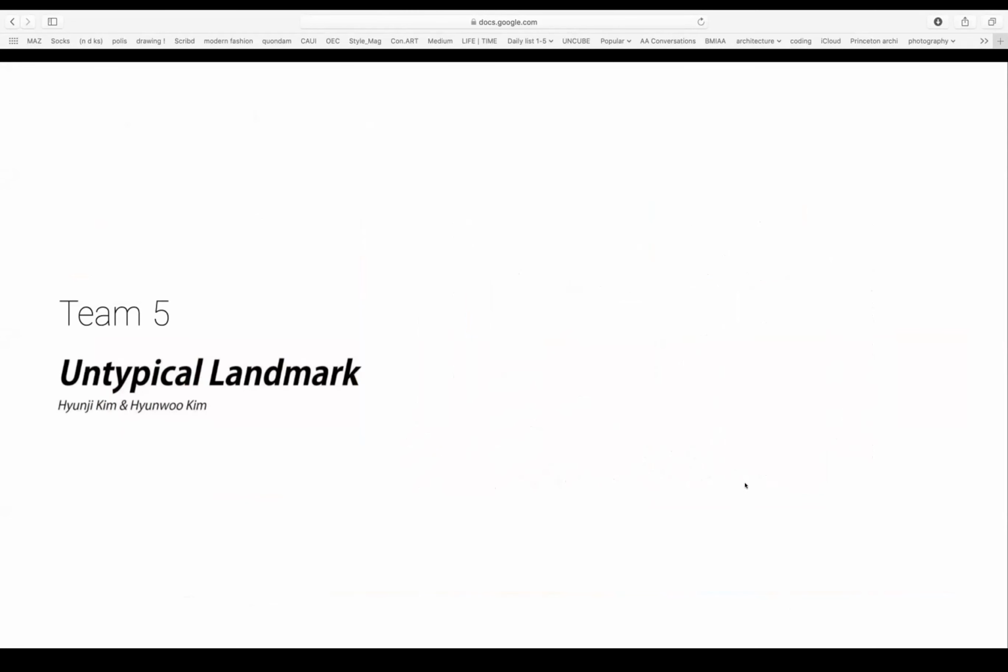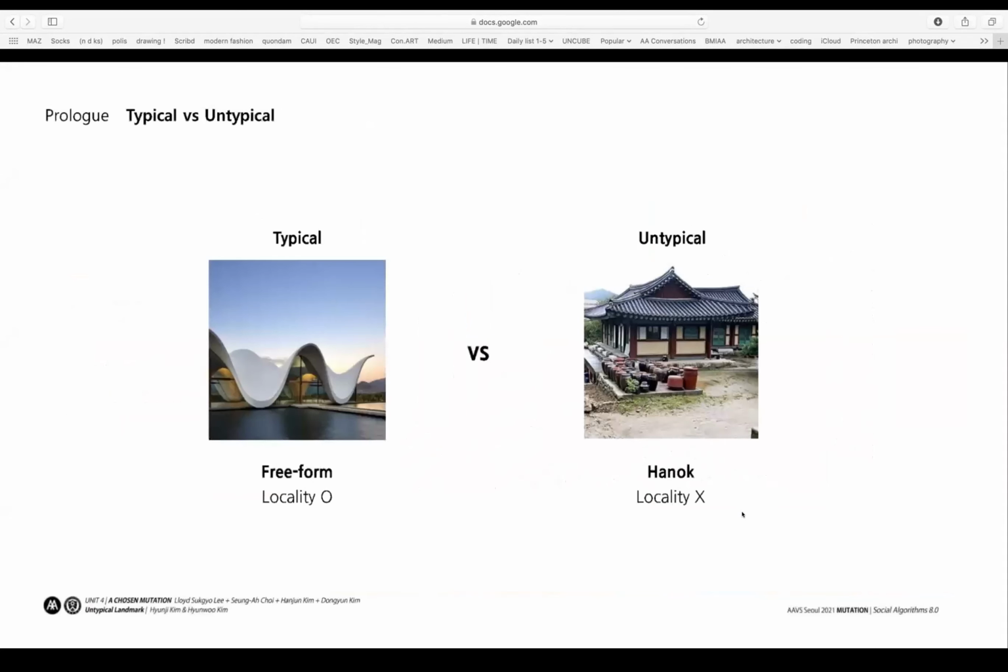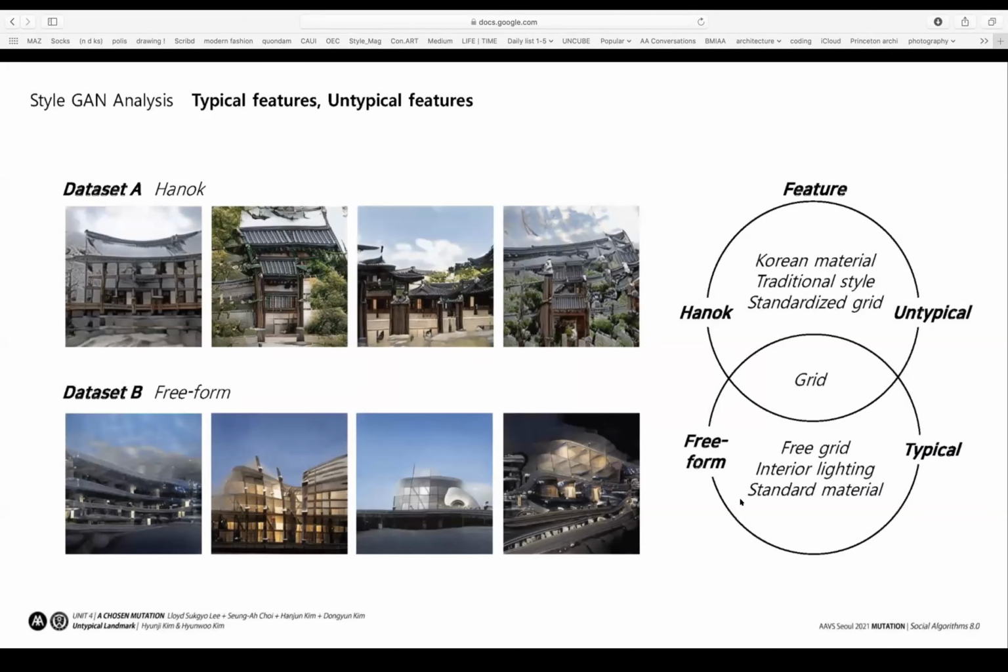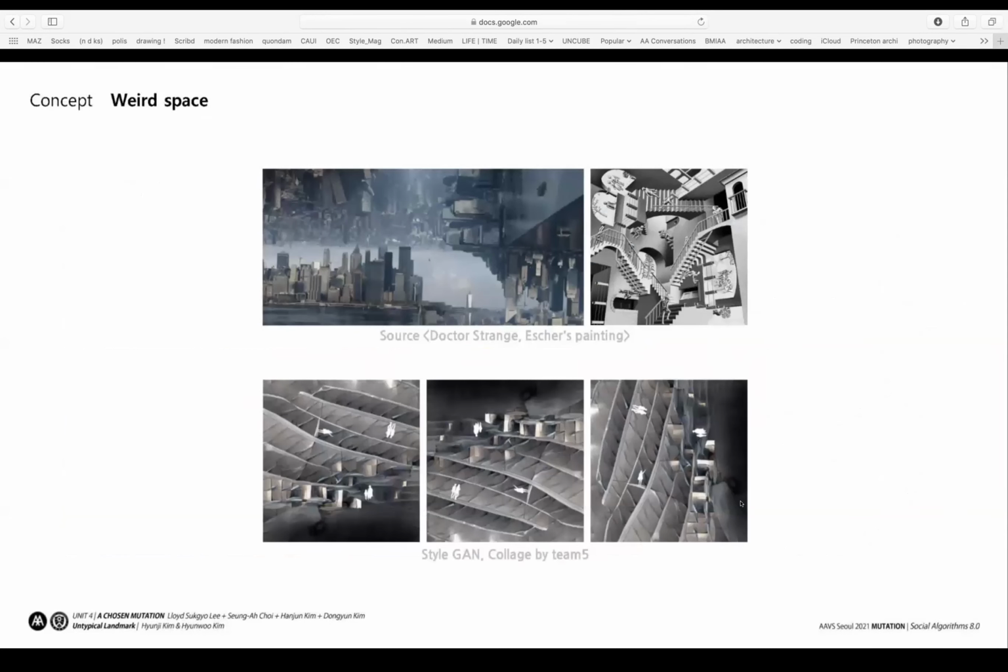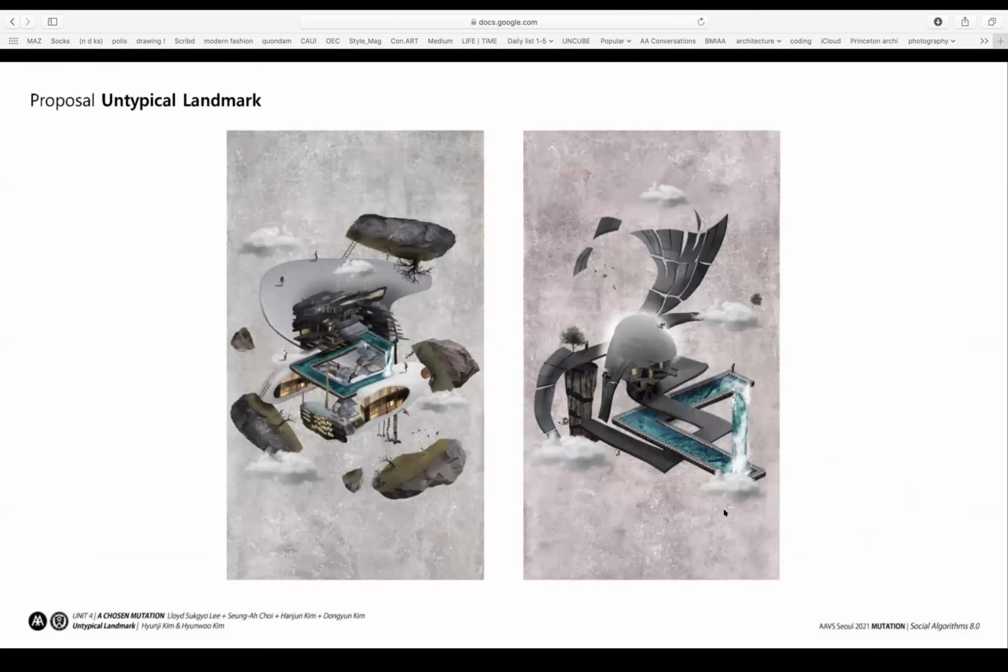And team 5, their title was Untypical Landmark. They defined the typical architecture as just freeform, the usual parametric or freeform shape of buildings, and the untypical as Hanok. In between, they used these data sets and tried to find some weird space from the result. In the end, they tried to create a kind of non-realistic world.